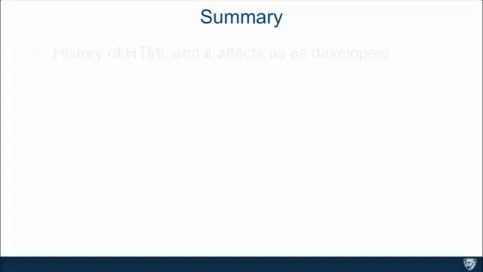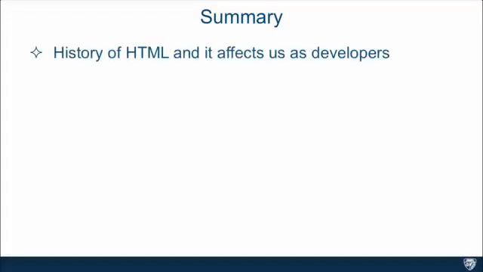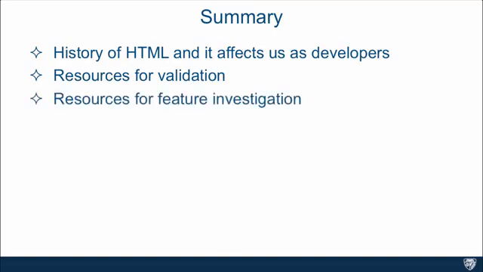So to summarize, we went over a somewhat relevant, hopefully, history of HTML and saw how it affects us as developers even today. I gave you some resources for validation of HTML, which gives you a little bit more of a comfort factor that your HTML will work in browsers properly. I gave you some resources for feature investigation, like caniuse.com, which lets you know whether a particular feature is implemented in a particular version of a browser. And we also went over where you could look up browser statistics so you could make an informed decision of what browsers you should even target for your web application to begin with.